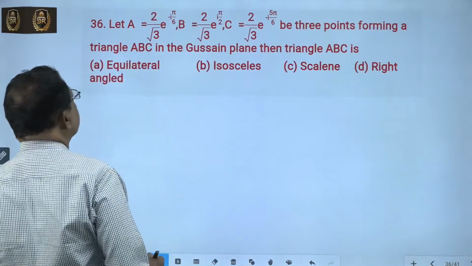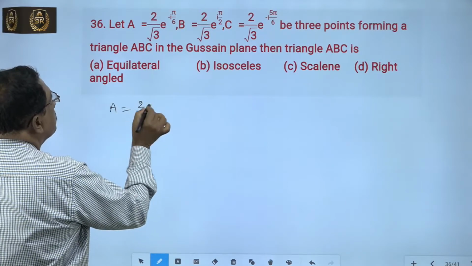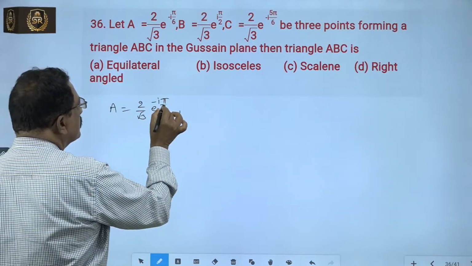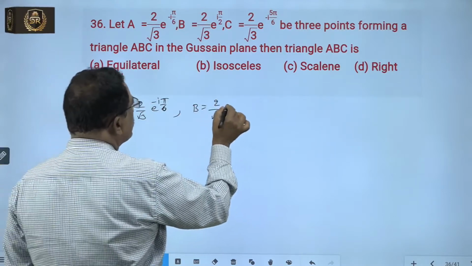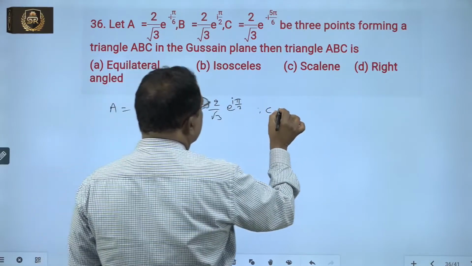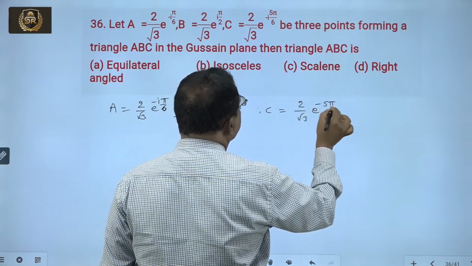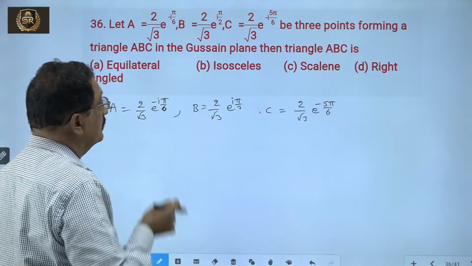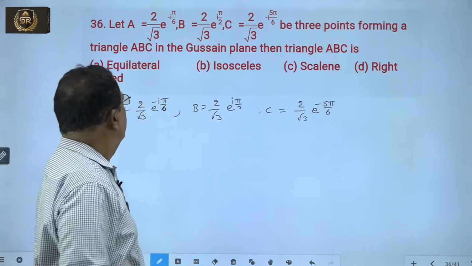Next, 36. Here let A equals 2 by root 3 e to the power of minus i pi by 6. B equals 2 by root 3 e to the power of i pi by 2. C equals 2 by root 3 e to the power of minus 5 pi by 6. These are 3 points forming a triangle ABC in the Gaussian plane or Argand plane. Then the triangle ABC is equilateral, isosceles, scalene or right angled.